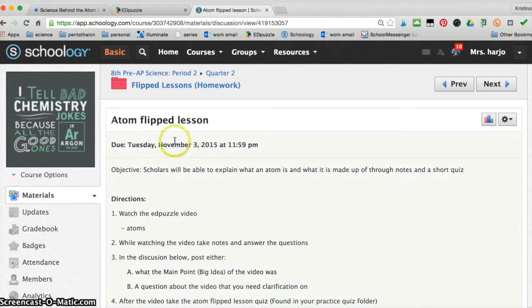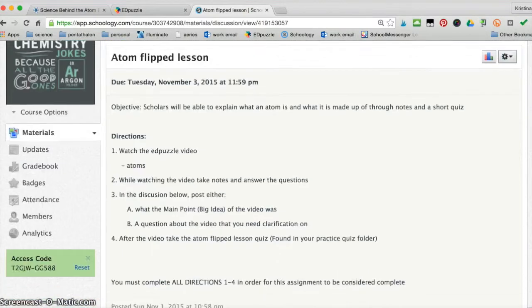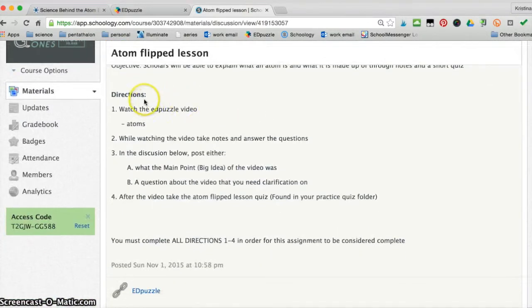From here, the flipped lesson will give them the objective of what they are supposed to accomplish for that lesson, and it will give them 4 directions. The first direction is always to watch the video, which I host on Edpuzzle. Second, while watching the video, they will be taking notes and answering some questions.